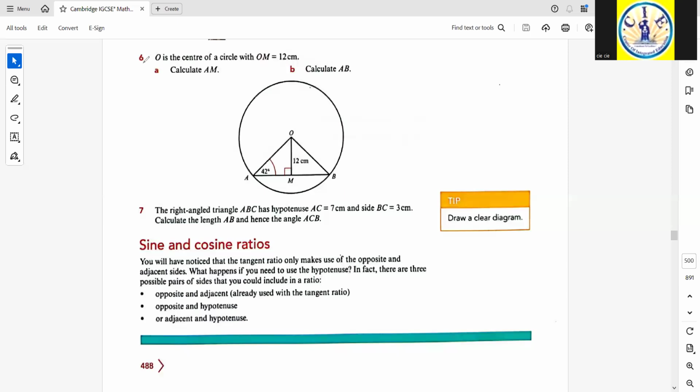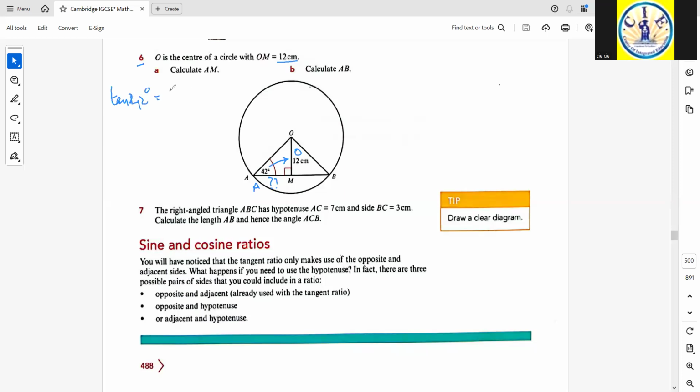Now it is question number 6. O is the center of the circle with OM equals 12 centimeters. In this one, calculate AM. We need to find this. Now again, the angle of consideration is 42. The opposite side is given and we need to find the adjacent side. So we would be using the tangent ratio with respect to the angle 42.